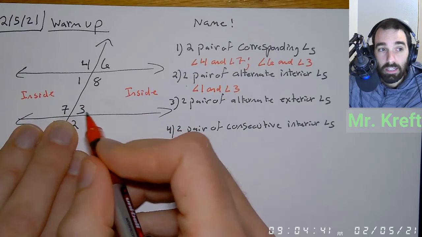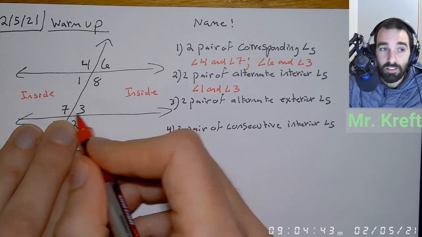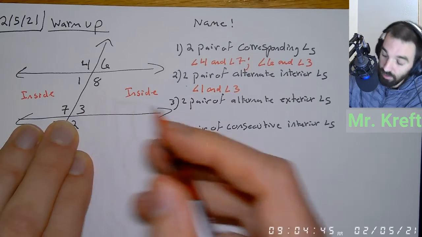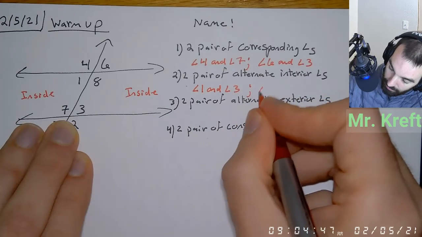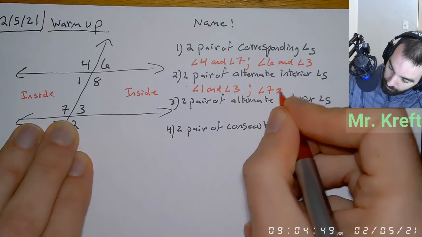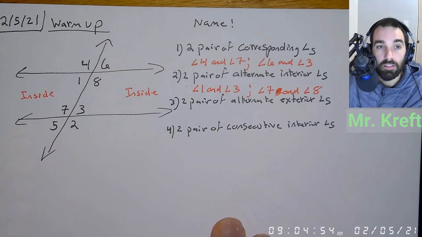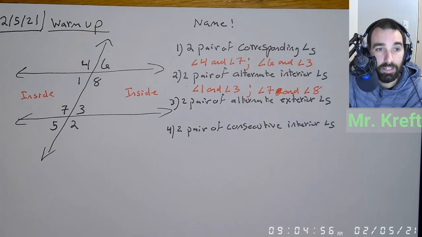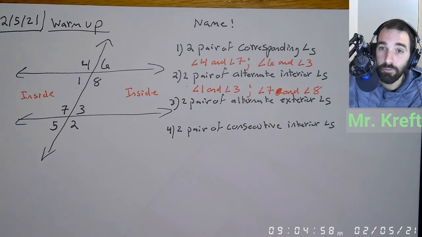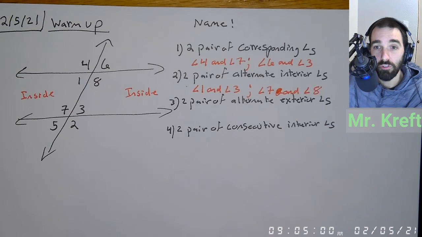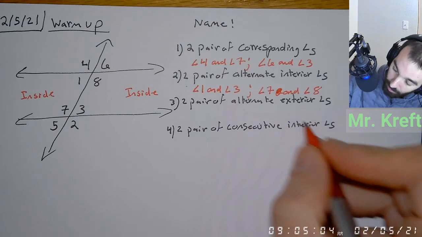Okay, if I go to 7, same thing. I can't pair 7 and 3 because that's a linear pair. So the only other option is angle 7 and angle 8. And again, if you guys have questions, please ask in chat or turn on your mic and ask.